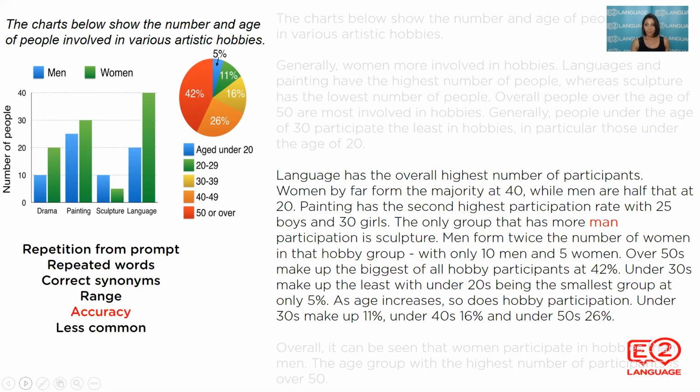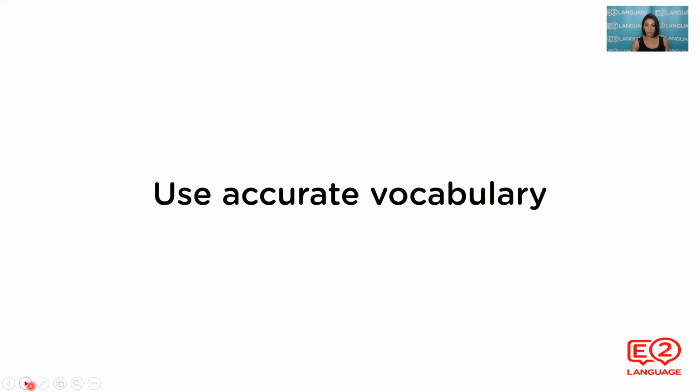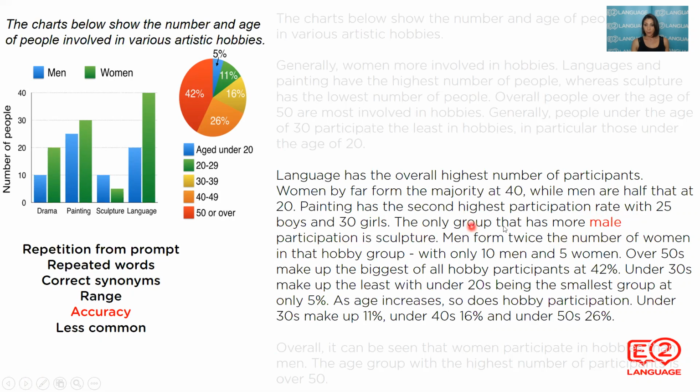Next, the only group that has more man participation is sculpture. This is not an accurate word choice here. Man is a noun. And participation is a noun. So I need to replace this with an adjective. What's the adjective of man? Male. So the only group that has more male participation is sculpture. Now my vocabulary in that sentence is more accurate.